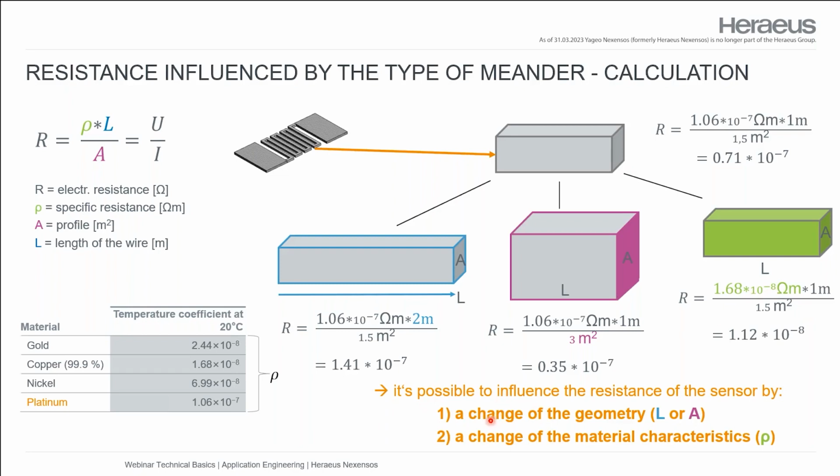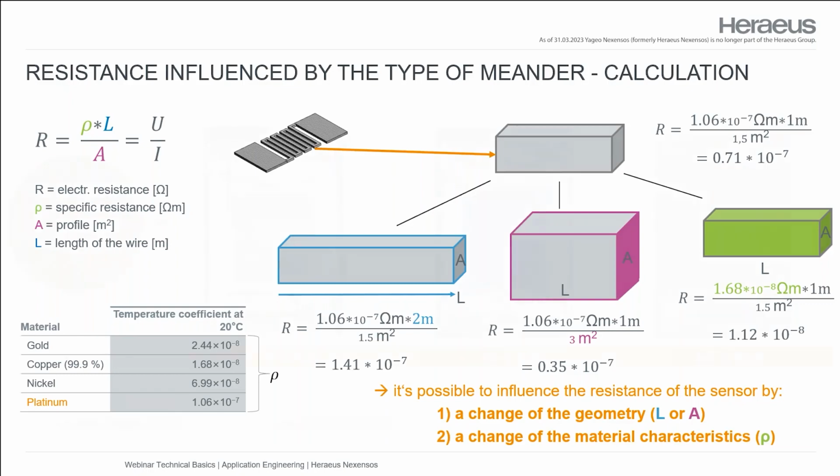That means the change of the geometry of that meandration here is really a very big factor of our ohmic value. That means the length and the width and the height and so on. That means the area. And a change of the material itself, the specific resistance, also has a big influence, following that formula.